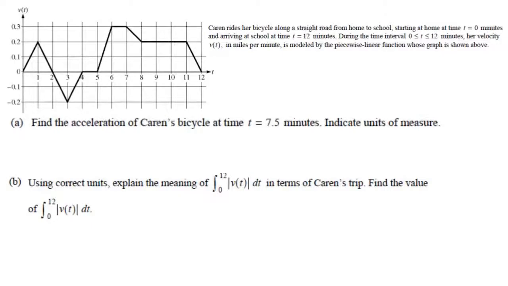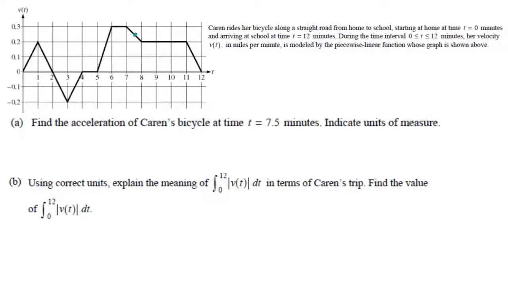Okay, in our next problem, we have this awesome student, Karen, who is riding her bicycle to school. And so in part A, we need to find the acceleration of Karen's bicycle at time 7.5. And at time 7.5, notice it's going to be sitting somewhere in here.